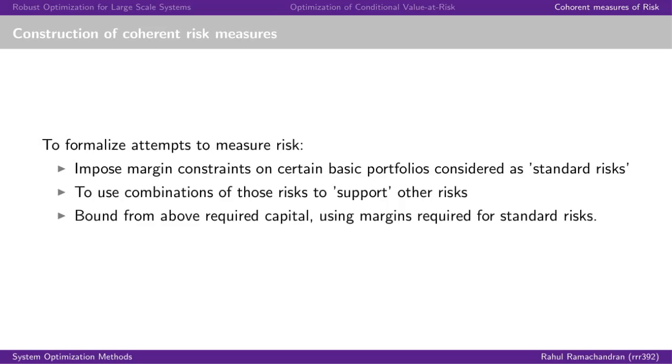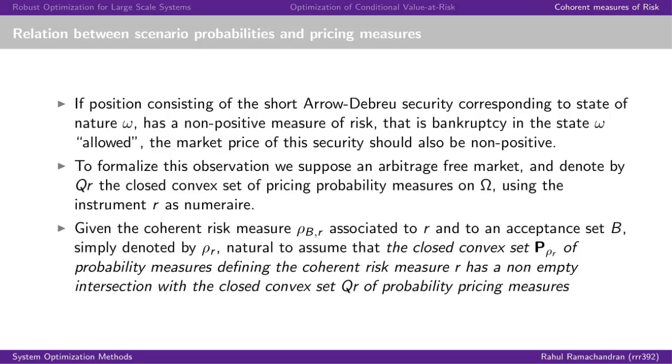Now it begs the question of how a risk measure is constructed. To formalize these attempts to measure risk, we can impose margin constraints on certain basic portfolios considered as standard risks. We can use combinations of these risks to support other risks. Finally, since we're bounded by required capital, we use margins required for standard risks. The market price of a security is non-positive if the position corresponding to a state of measure omega is a non-positive measure of risk, or in other terms, bankruptcy of the state is allowed.